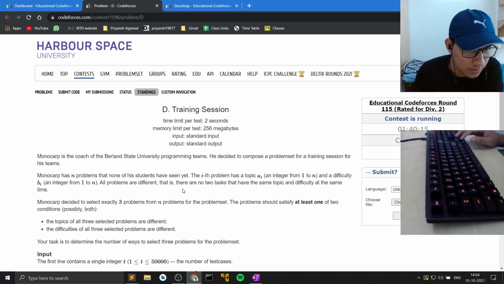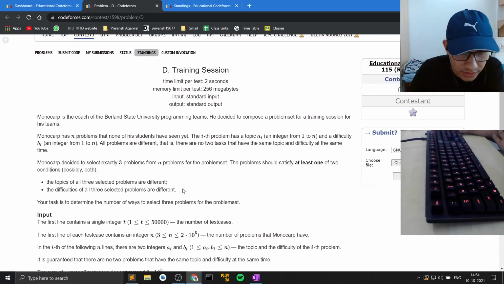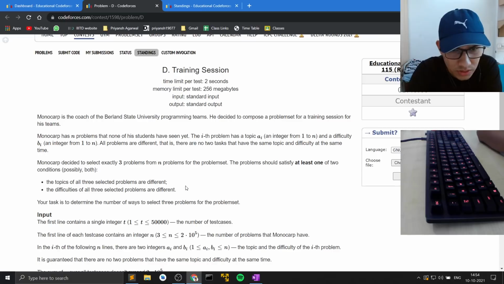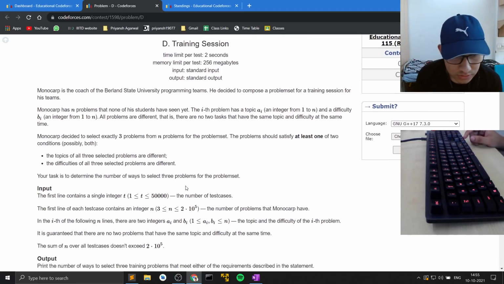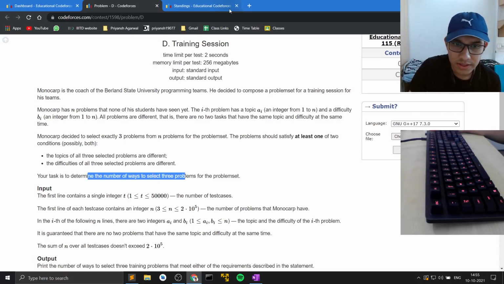Oh, okay, fine. Monocarp decided to select exactly 3 problems from the n problems for the problem set. The problems should satisfy at least one of the two conditions. The topics of all selected problems are different. Fine. The difficulties of all 3 selected problems are different. Okay, fine. So your task is to determine the number of ways to select 3 problems.